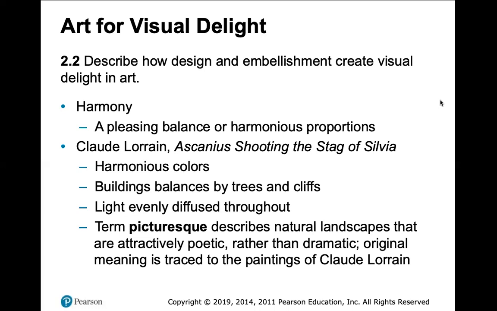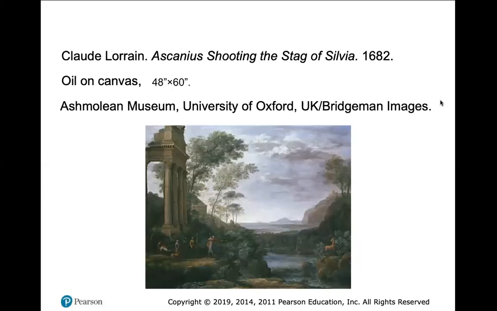The term picturesque describes natural landscapes that are attractively poetic rather than dramatic, and the original meaning of picturesque is actually traced to the paintings of Claude Lorraine. And so here we have an example of an oil on canvas from Claude Lorraine, and again, this would be a picturesque painting.